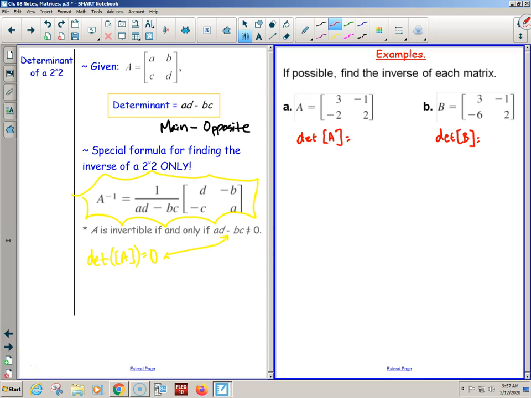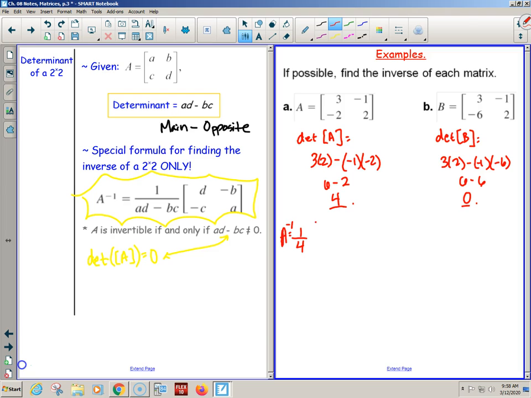Determinant of A, determinant of B. Determinant of A is going to be 3 times 2 minus -1 times -2, aka 6 minus 2, which is 4. This one I have 3. 0. So I'm doing 1 over the determinant for A inverse.